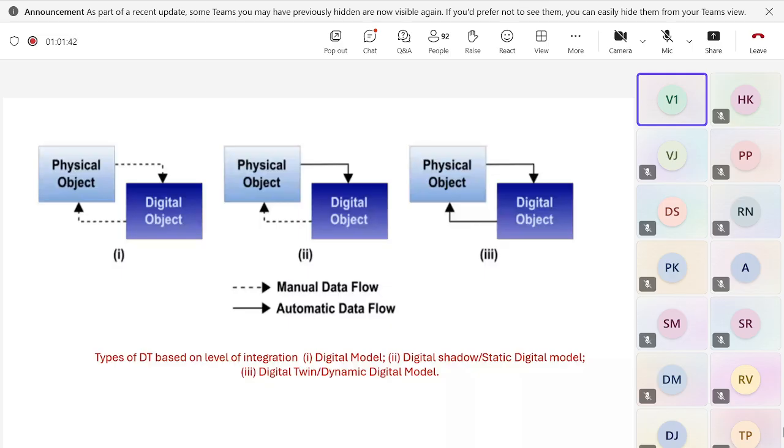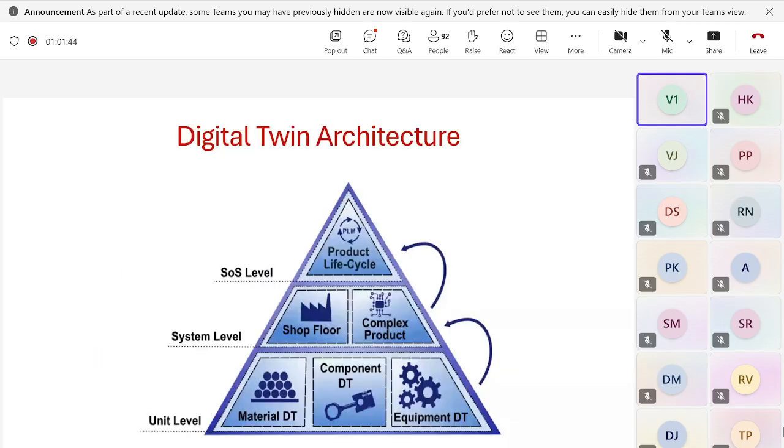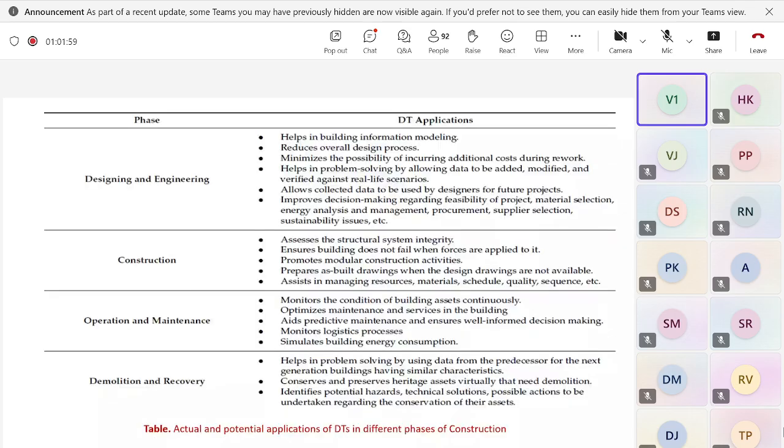Next we get to the architecture. As I said, starting from the asset model up to the enterprise. That's about the unit level, system level, and system-of-systems level, which we talk about in terms of product lifecycle management, PLM. That's about complex products and equipment.